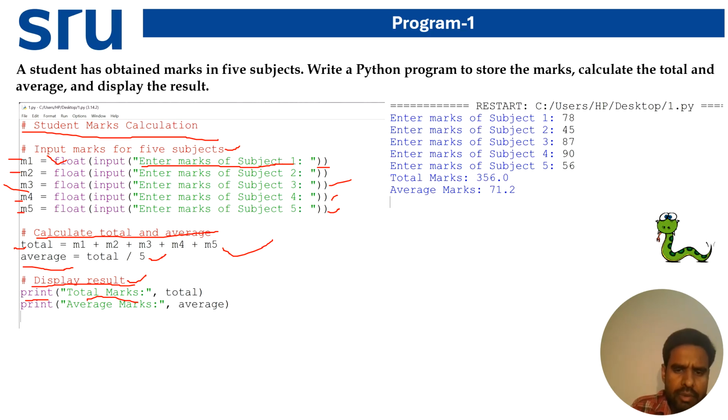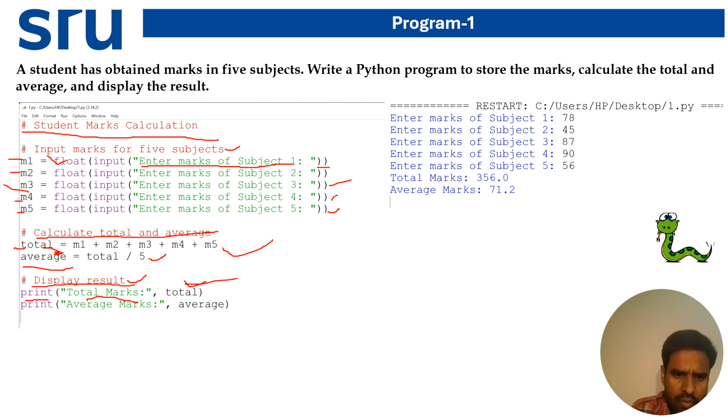So I am taking "total marks", comma, and after that I have to take total. Why total? Because the output, the total marks, is stored in the variable total. Here, if you see, total marks is stored in total.